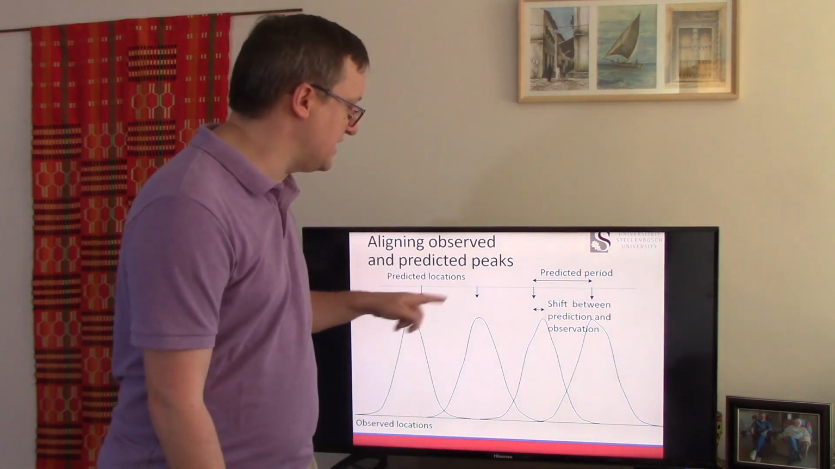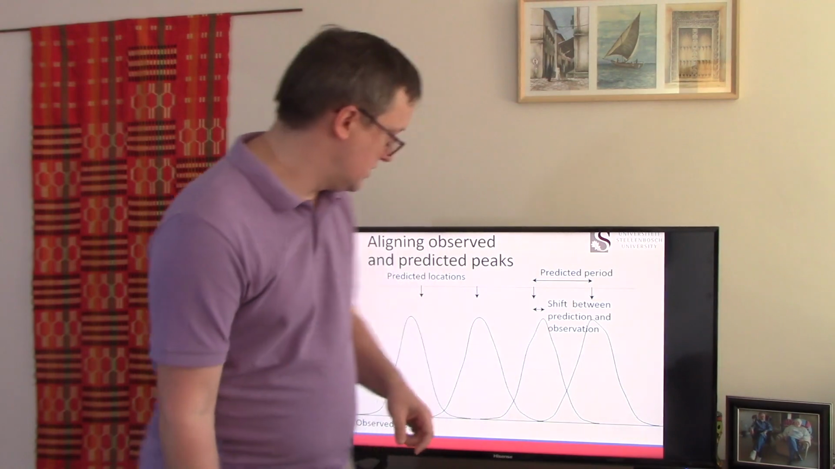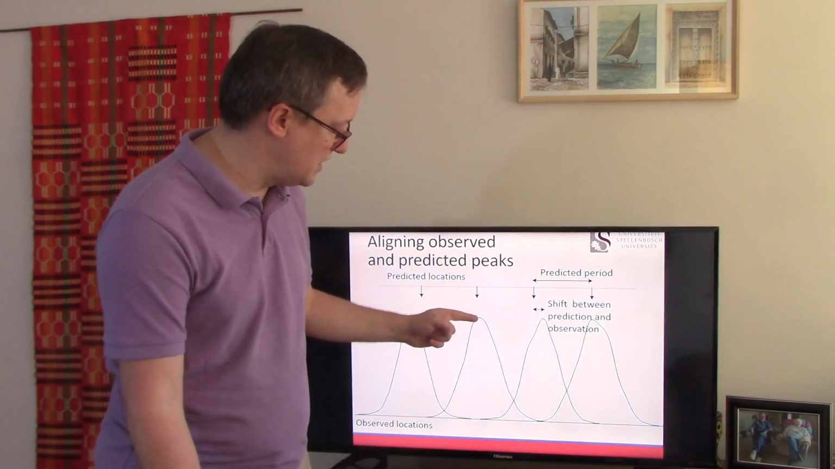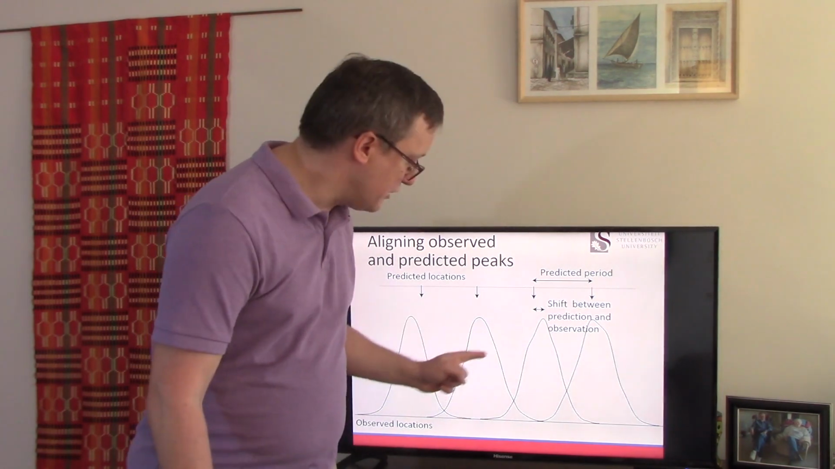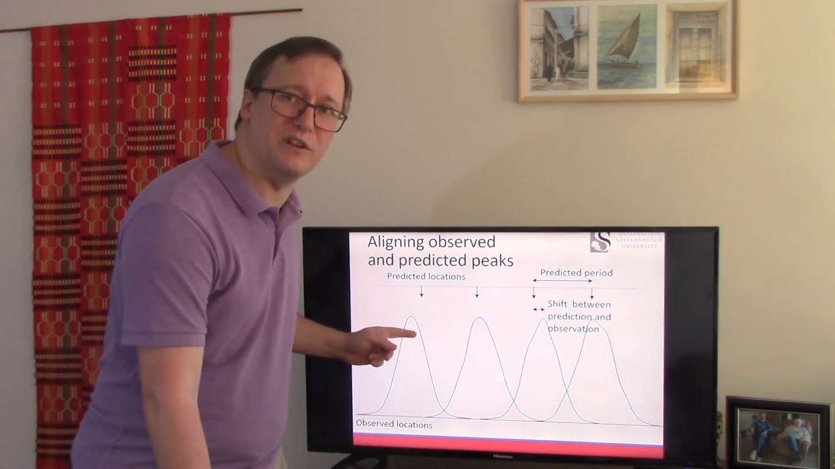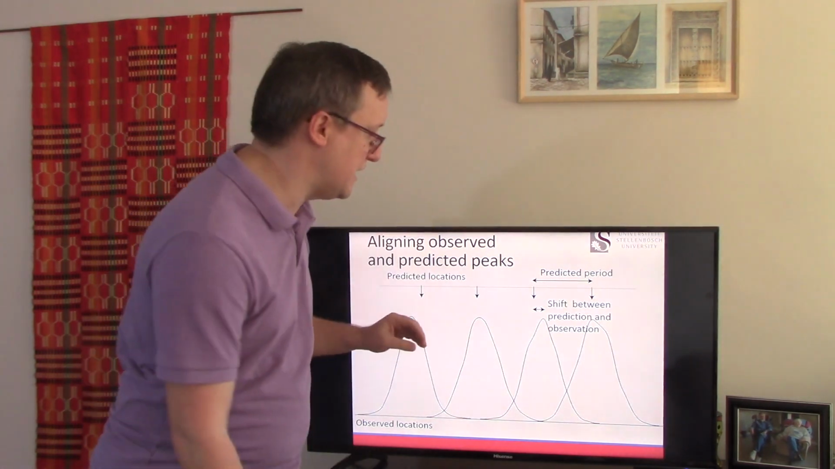Now, our software has said, well, I expected to see a peak here, here, here, and here. So for the second peak, it's dead on, right? I mean, we've got the predicted location being almost dead center on where this peak is centered. This first peak is a little lower than we would expect. It's a little distant from its predicted time.